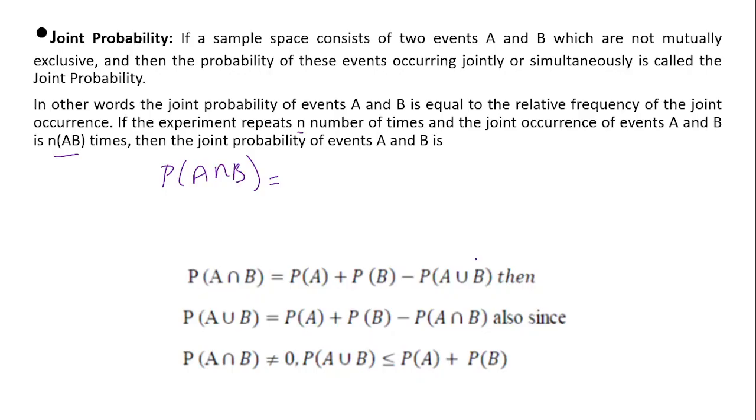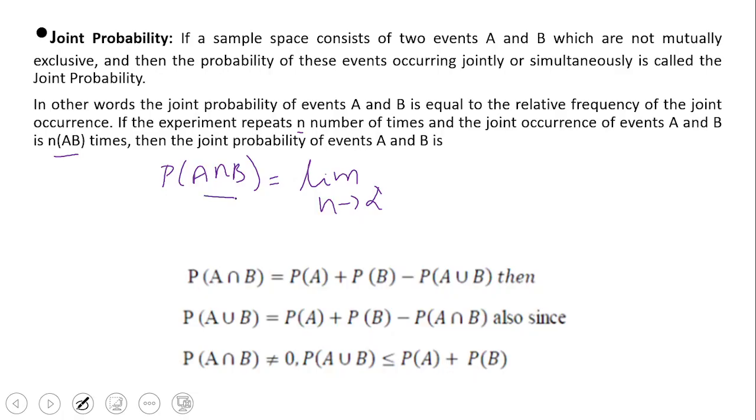So now we are writing the formula for the joint probability. P of A intersection B is equal to, by using the relative frequency, limit n tends to infinity. If you remember the normal probability definition, the formula we learn in our school days, favorable outcomes divided by the total outcomes. Here, favorable outcomes, what we are saying here, is intersection.